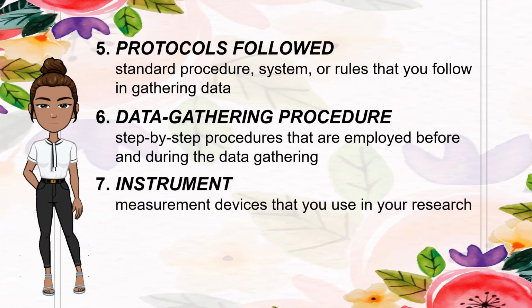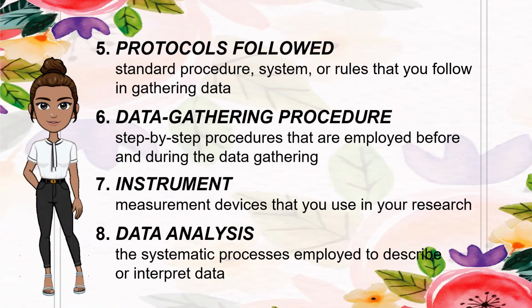7. Instrument. These are measurement devices that you use in your research. It can be in the form of test, survey, questionnaire, and the like. However, in qualitative research, you as the researcher are the instrument, and your interview guide serves as a tool in gathering the data, according to Baraimi, Soleimani, Yaghoubzadeh, and Ranjbar in 2016. 8. Data analysis. These are the systematic processes you employ to describe or interpret your data. It can be thematic network analysis, dendrogramming, structural analysis, text analysis, and collision procedure.